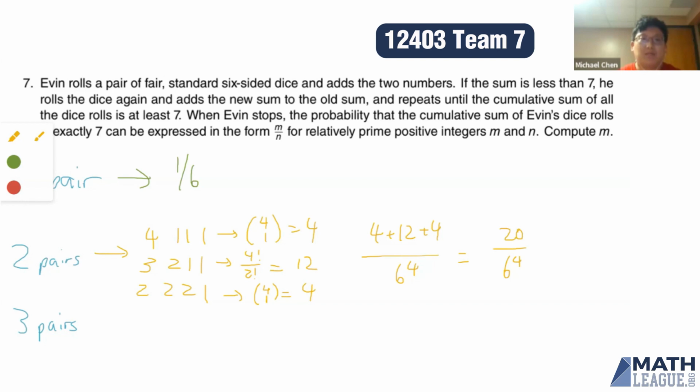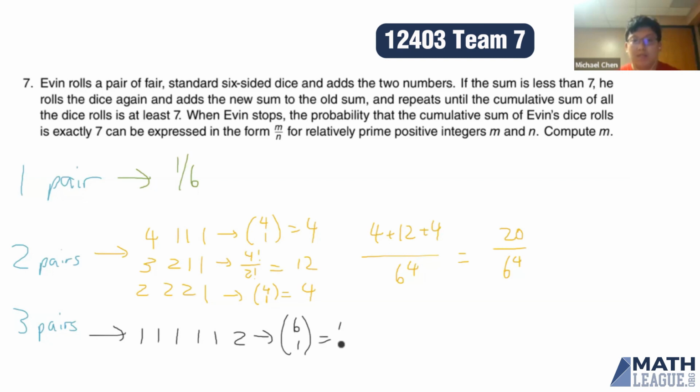And finally, we want to look at what happens if we've rolled 3 pairs. When we're rolling 3 pairs, the minimum sum is 6, and we want 7, which just means that one of the rolls is a 2 instead of a 1. The number of ways we can order this is going to be just 6 choose 1, which is equal to 6. So therefore, the probability of this happening is going to be 6 over 6 to the 6th, which is going to be 1 over 6 to the 5th.